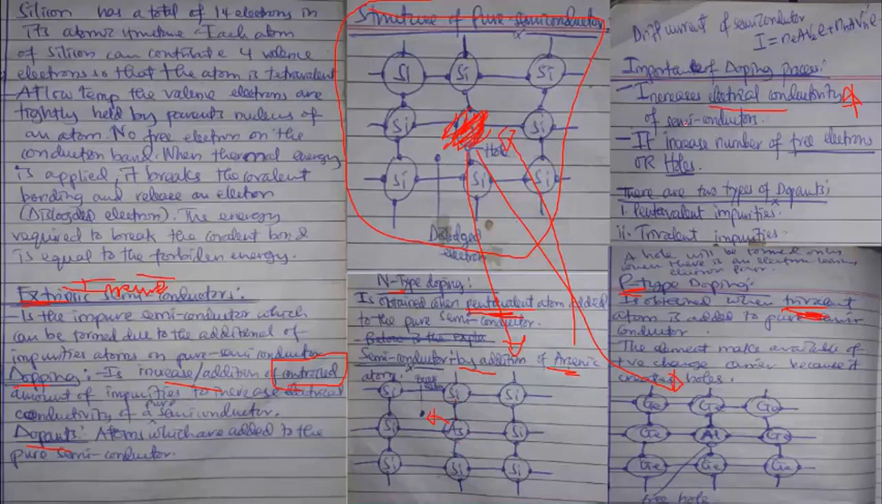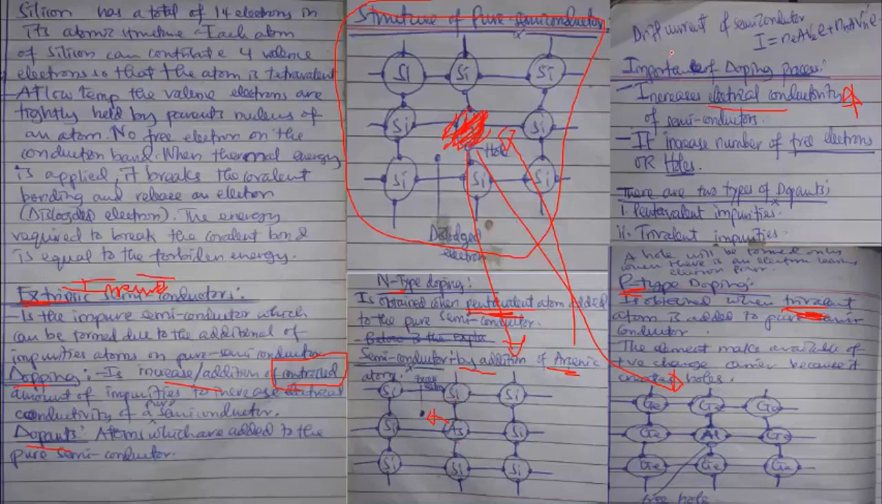Ukiweza kuichange semiconductor ikawa ukaimprove conductivity, huwa zinakuwa preferred zaidi kuliko conductors. It's because semiconductors are very easy to control, circuits and everything. They are very easy to control and manipulate.